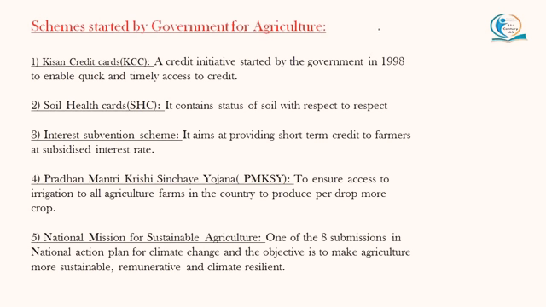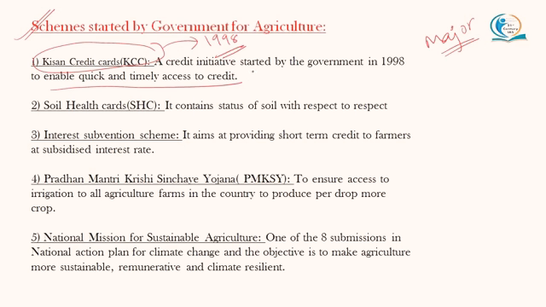In order to prevent the distress of the Indian farmer, the government of India has undertaken many schemes for the sake of agriculture and for the sake of farmers in order to increase their productivity. So what are the major schemes that have been started by the government most recently? Kisan Credit Card. This scheme was started around 1998. This was the oldest scheme, and its main objective is to enable quick and timely access to credit for a farmer.